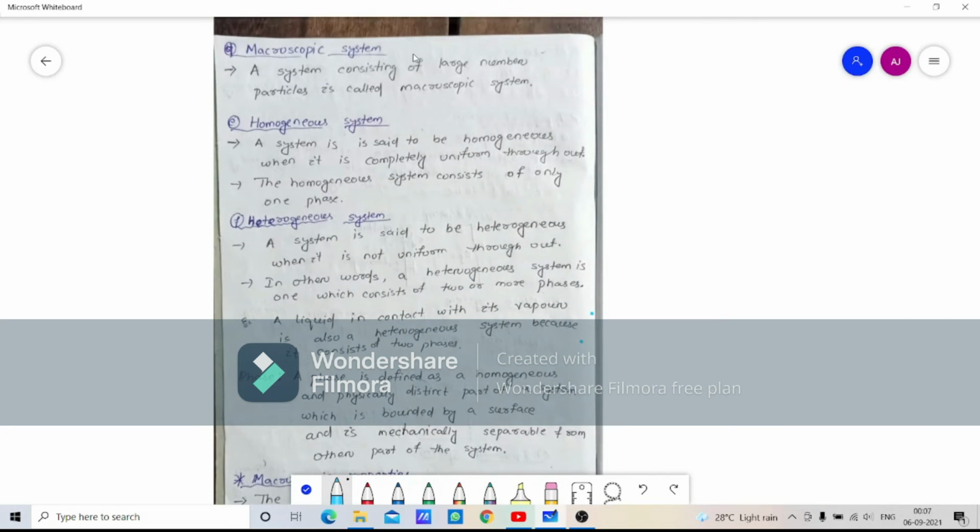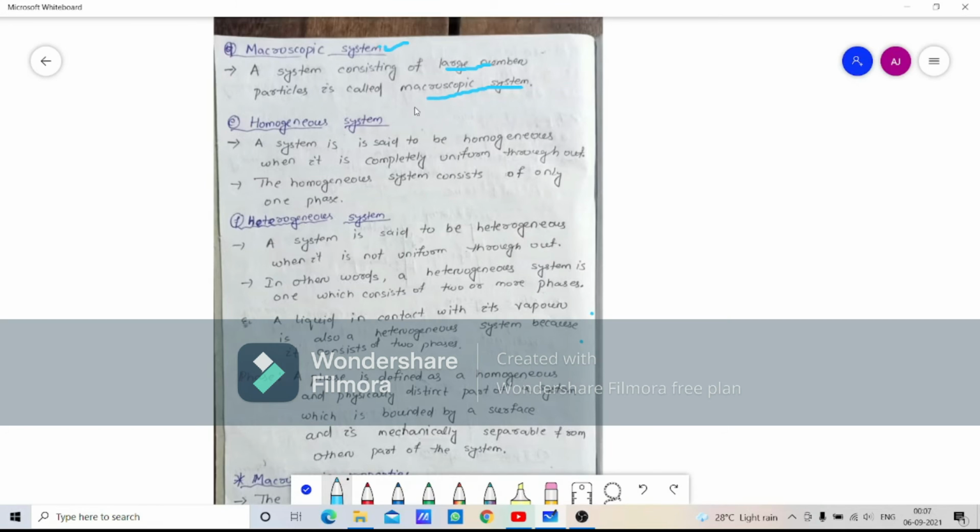There is also another type of system, that is the macroscopic system. That means a system consisting of a large number of particles is known as a macroscopic system. That means a system in which large numbers of particles are present is known as the macroscopic system.